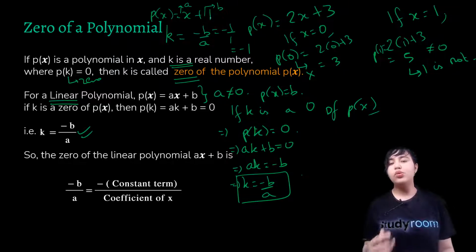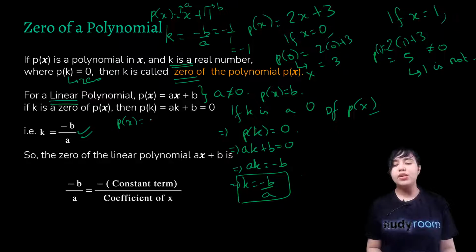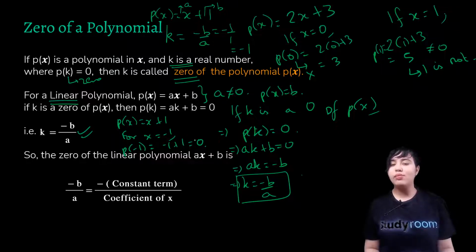But how do we know exactly? How do we verify this? You already know how to do that. So if you are given p of x as x plus 1, you say for x equal to minus 1, p of minus 1 equals minus 1 plus 1, which is 0. So definitely, if you're getting the value of this polynomial as 0, then minus 1 is a 0 of the given polynomial. So you can verify it, and you can also find it using this formula, minus b by a, but only for a linear polynomial.